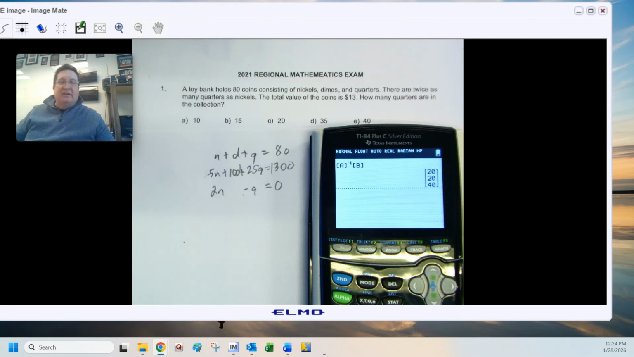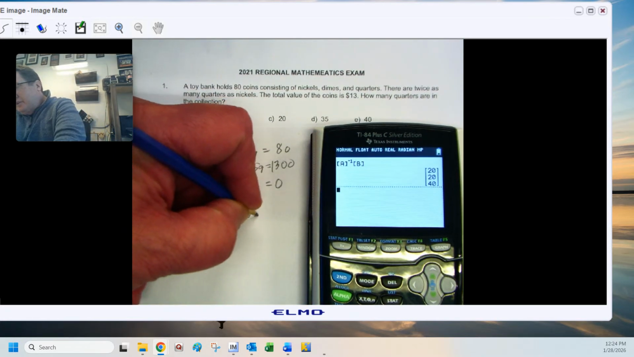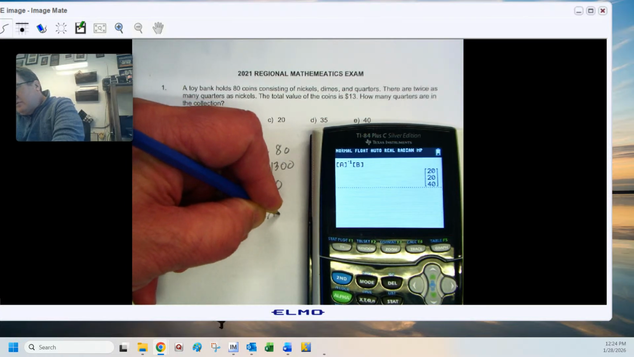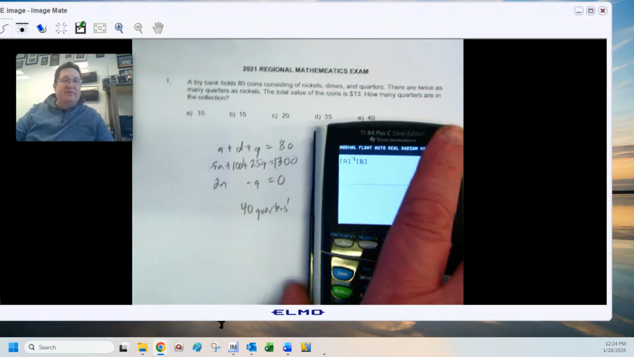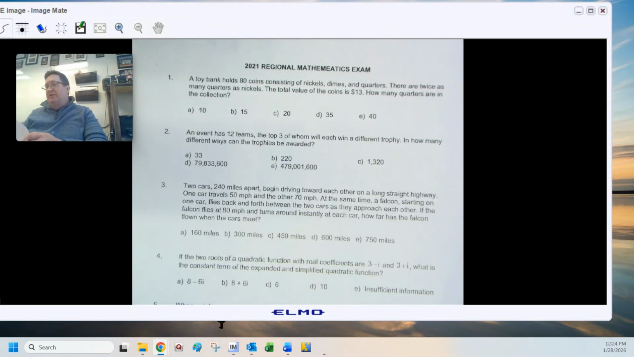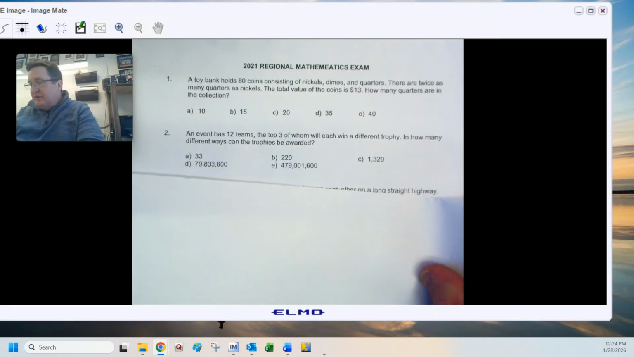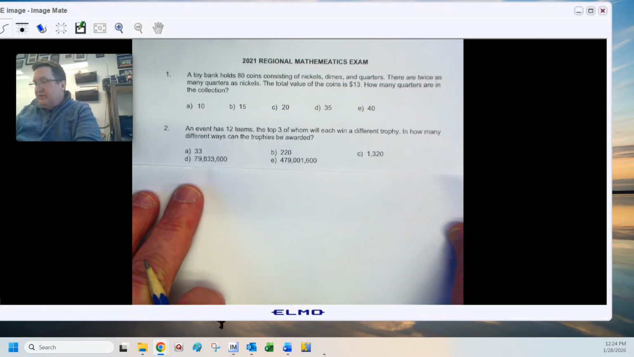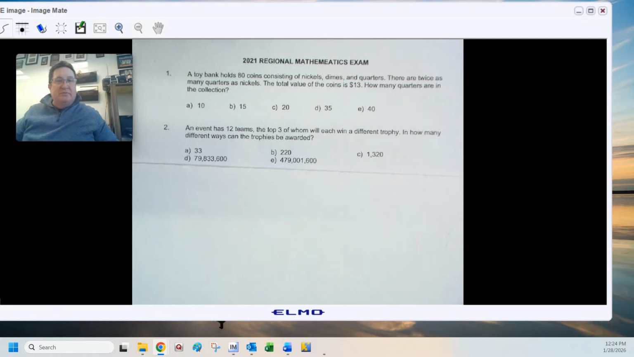And so that tells you that there are 20 nickels, 20 dimes, and 40 quarters. And so your answer is 40 quarters. All right, so that's pretty fast. Again, you could have done it faster or less fast if you just solve the actual system. But we're trying to not only learn how to do this, but to do it quickly.